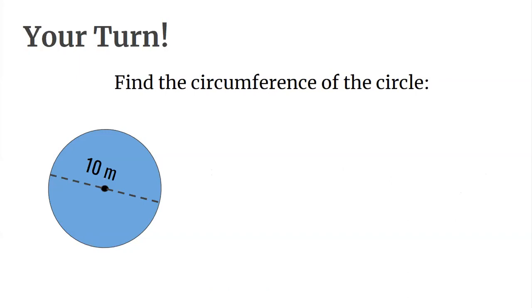Now this should be find the area, not the circumference. Once again, a typo. So this should be find the area of a circle, not the circumference. We already did that. Find the area of the circle. So hit pause when I say pause so that you can solve this problem. And 3, 2, 1, pause.